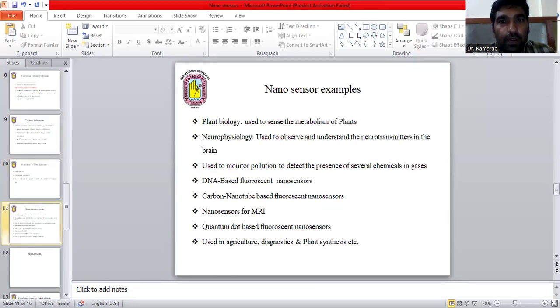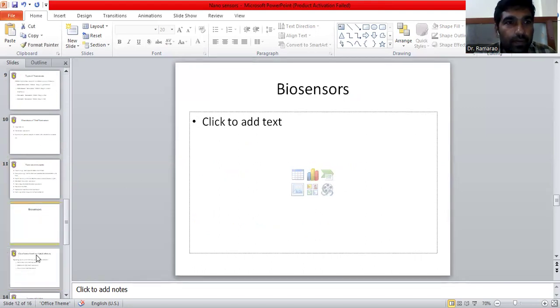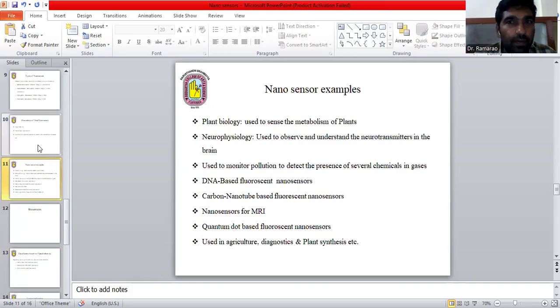So nanosensors examples: in plant biology, it is used to sense the metabolism of plants. In neurophysiology, it is used to observe and understand the neurotransmitters in the brain. It is used in environmental applications. It is used to monitor pollution and to detect the presence of several chemicals or gases.